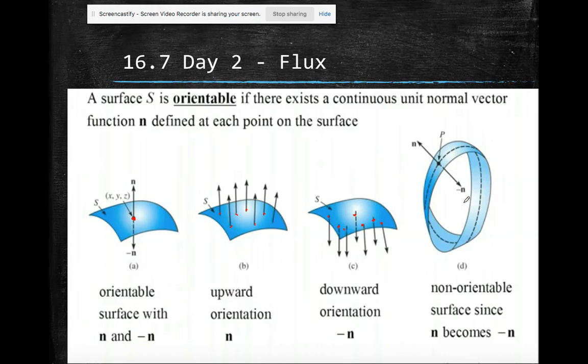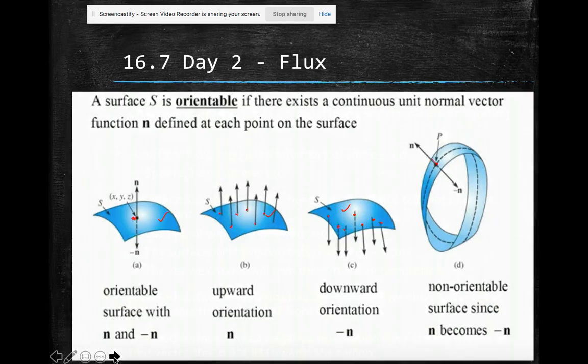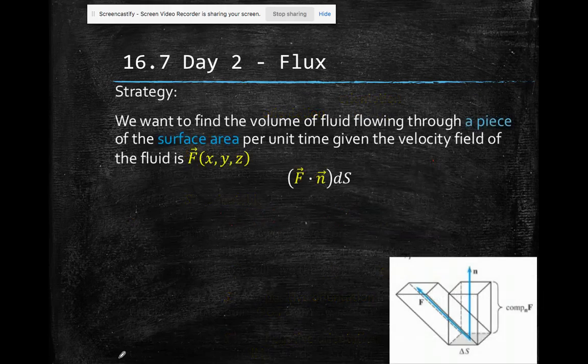A Mobius strip is a good example of a non-orientable surface because as you travel around the surface, the normal vector that was pointing out becomes one that is pointing in. Okay, so this is non-orientable. We are going to be dealing with orientable surfaces.